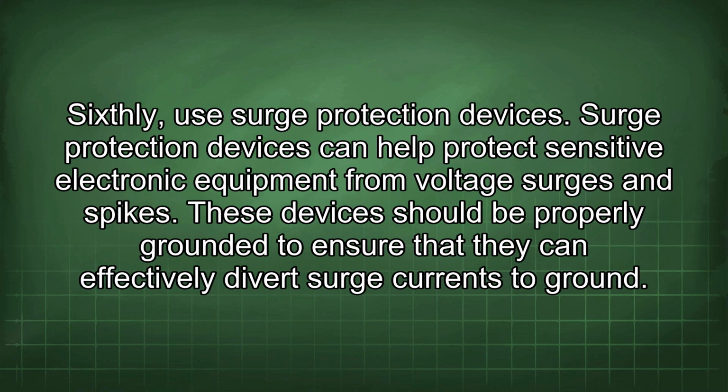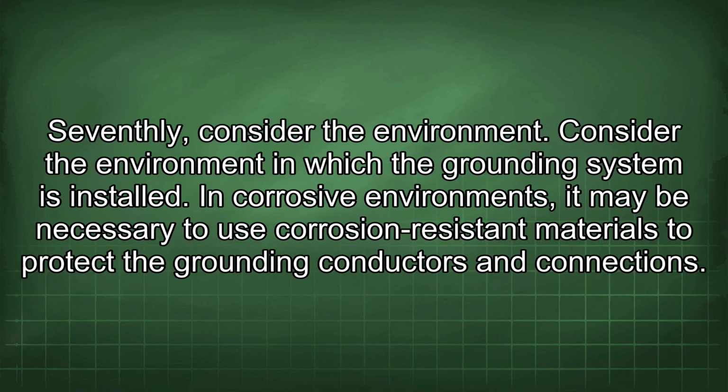Sixthly, use surge protection devices. Surge protection devices can help protect sensitive electronic equipment from voltage surges and spikes. These devices should be properly grounded to ensure that they can effectively divert surge currents to ground. Seventhly, consider the environment. Consider the environment in which the grounding system is installed.